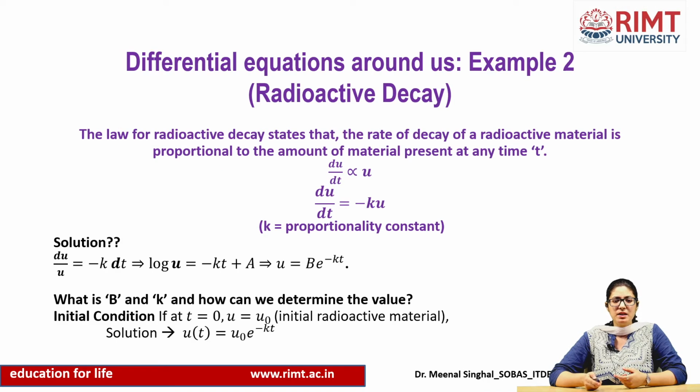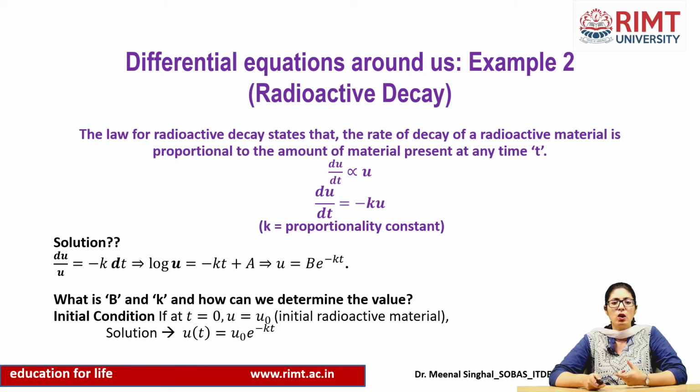Similarly, we can also calculate the solution to this equation, du by dt is equal to minus ku. In this case, we again proceed with the same process by integrating. However, in this case, we have constants b and k. So, let us see how we can determine these constants, because finally we would require the exact value for the unknown variable, that is u in this case.